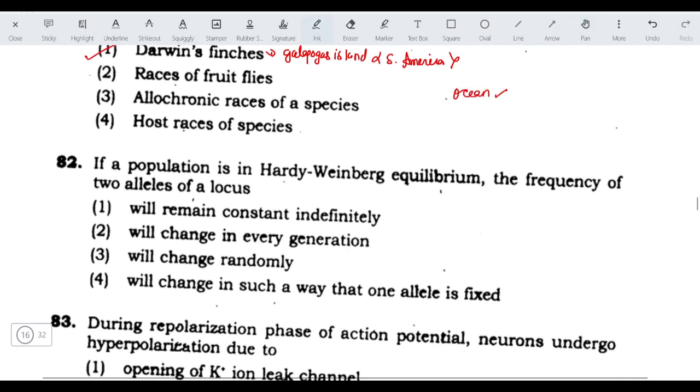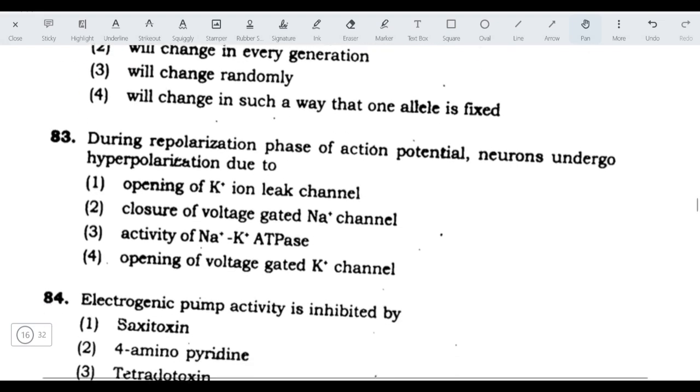If a population is in Hardy-Weinberg equilibrium, the frequency of the alleles will remain constant in every generation. The principle states that in a large randomly mating population, with no mutation, migration, or natural selection, allele and genotype frequencies will remain constant from generation to generation. It is clear. Next question.